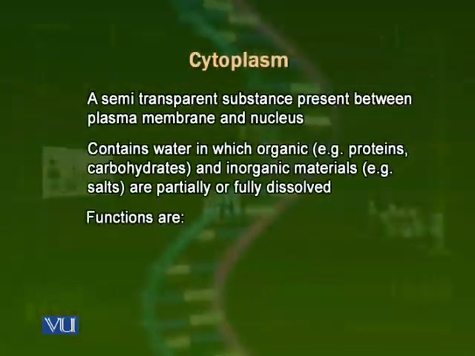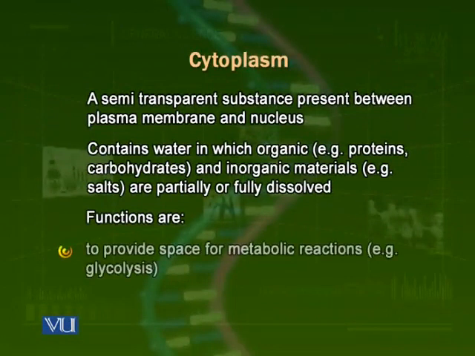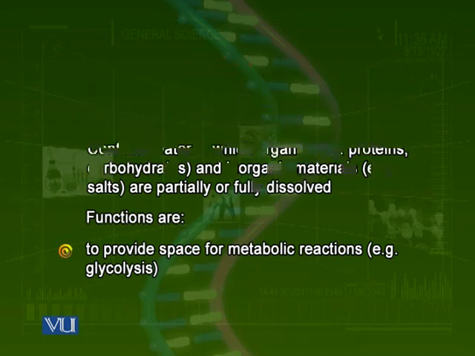What are the functions of cytoplasm? There are two major functions. One is that cytoplasm provides space for different types of organelles. All the organelles, mitochondria, the ribosomes, the endoplasmic reticulum, the Golgi bodies, they are all present inside the cytoplasm.